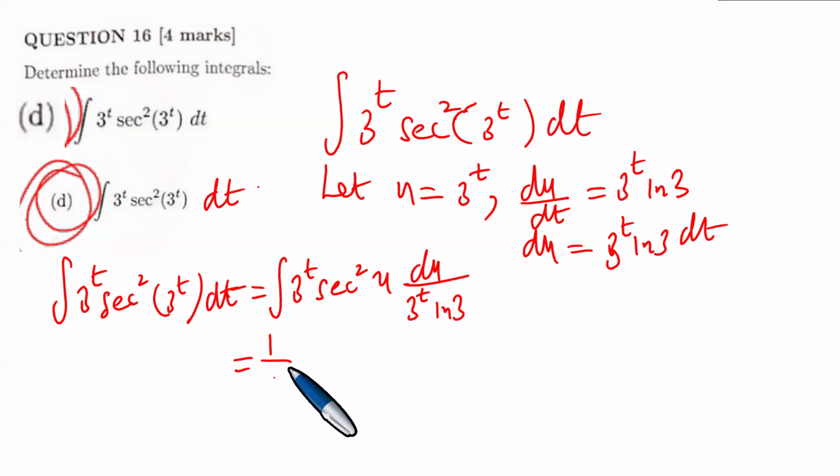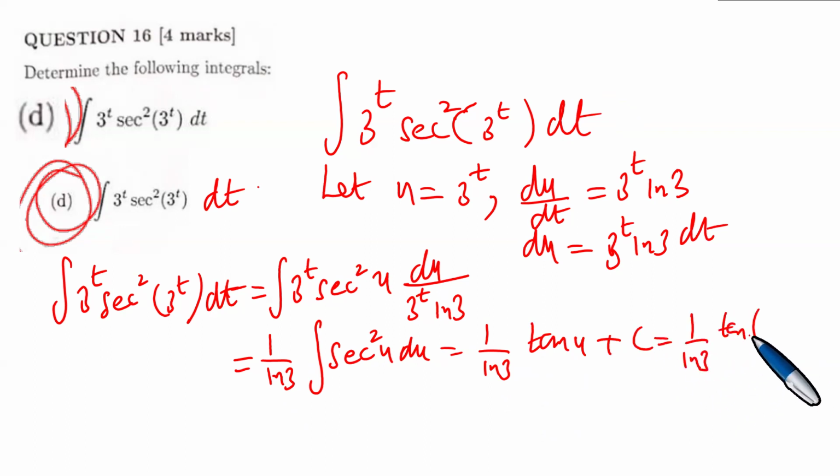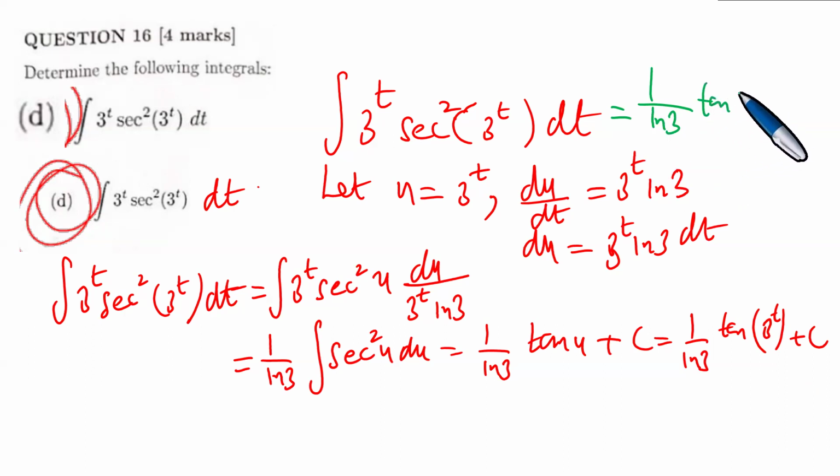So we divide this here and you have 1 over ln 3, and then you have here the secant squared of u du, right? And this is 1 over ln 3. What is the integral of secant squared u? This is tan u plus c, which is 1 over ln 3 times the tangent. What is u? It is 3 to the t, plus c. So in the end, this integral is 1 over the natural log of 3 times the tangent of 3 to the t plus c. Any question, any remark, any input on this one here?